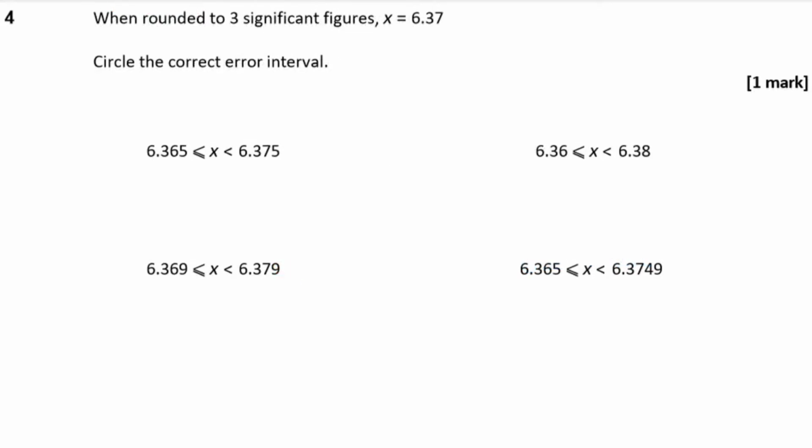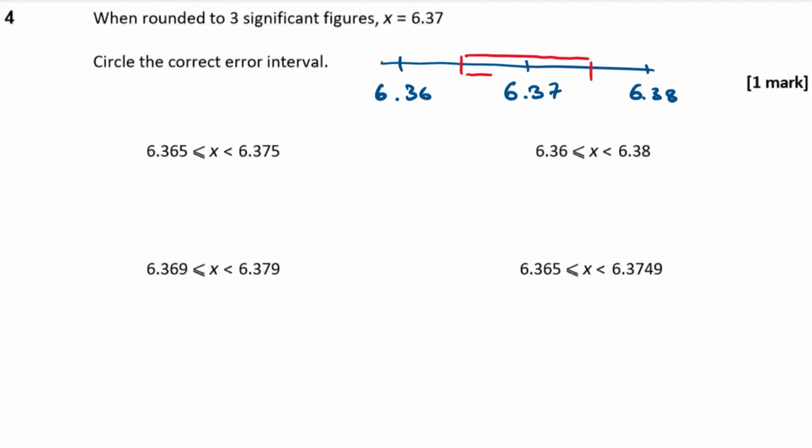Question 4. When rounded to three significant figures, x equals 6.37. Circle the correct error interval. Okay, now if this number has been rounded to three significant figures, you can imagine it on a scale. There it is, 6.37. One division up would be the third significant figure, that hundredth, so that would be 6.38. And one down on the scale would be one less, that would be 6.36. Now the numbers that round to 6.37 are going to be the ones that are halfway between or closer.